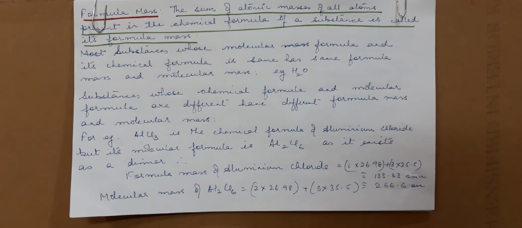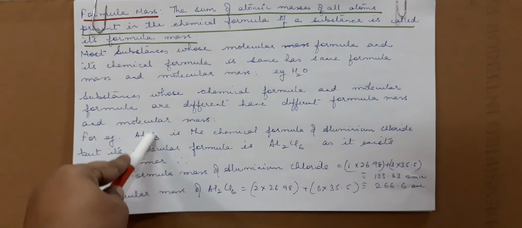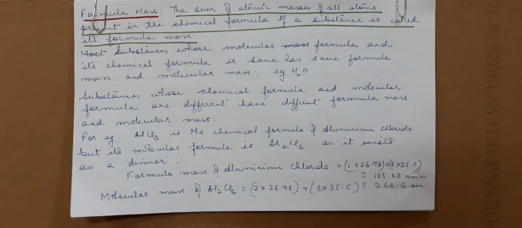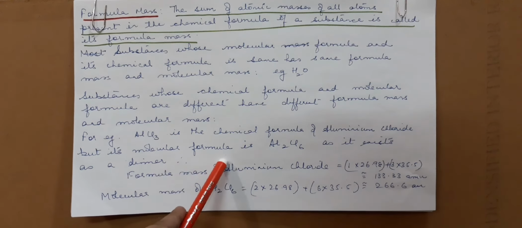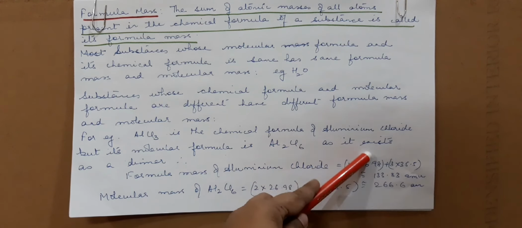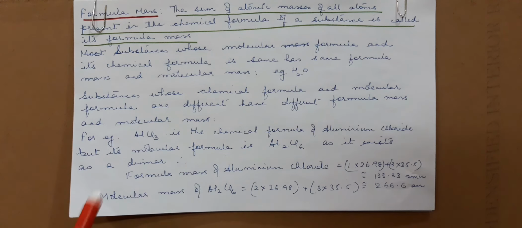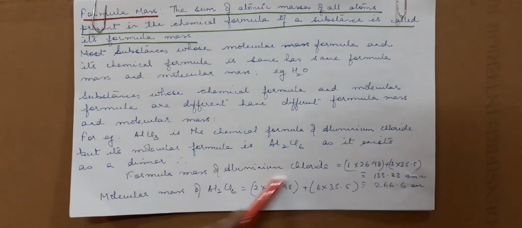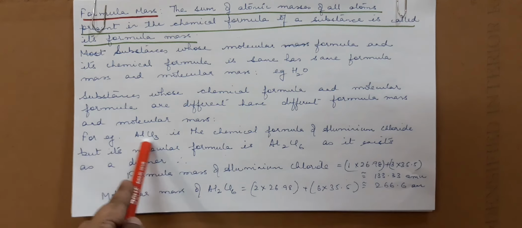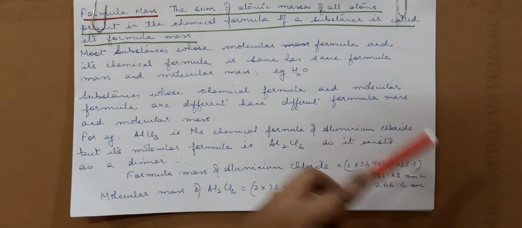But when substances have chemical formula and molecular formula slightly different, like for example aluminium chloride, the formula of aluminium chloride is AlCl3. Good. It is AlCl3 because aluminium has 3 as its valency, chlorine 1. So the formula is AlCl3. Very good. That's the chemical formula. But how does it exist? Its molecular formula is Al2Cl6 because it exists as a dimer. So what would be the formula mass of aluminium chloride? In terms of aluminium and 3 chlorines, we'll have 133.33 AMU.